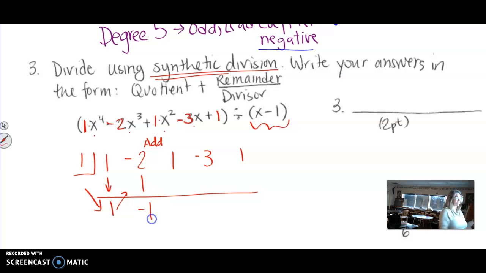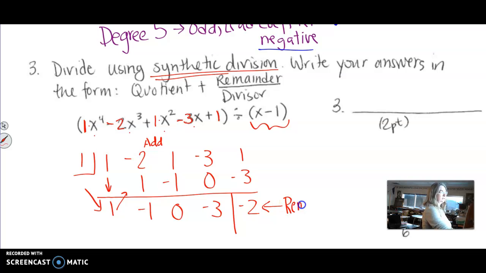-2 plus 1 is going to be -1. Multiply the 1 times the -1, you get -1. Add, you get 0. 1 times 0 is 0, and then if I add, I get -3, and then 1 times -3 is -3. Add, and you get -2. That last number will always be our remainder, and because we have a remainder, that means that x minus 1 is not a factor of the polynomial. If it was, we would have a remainder of 0. And that's how you can determine if something is a factor of the polynomial or not. When you do the division, if you get a remainder of 0, it is a factor.